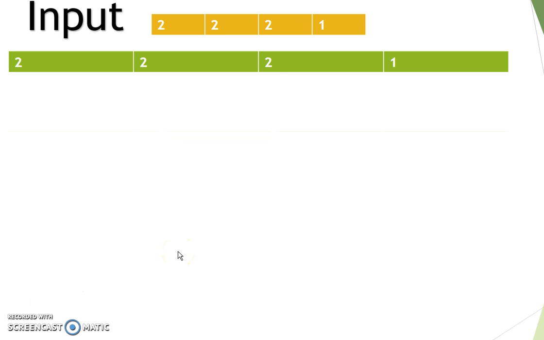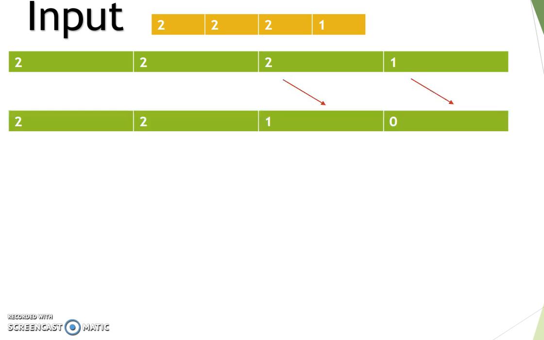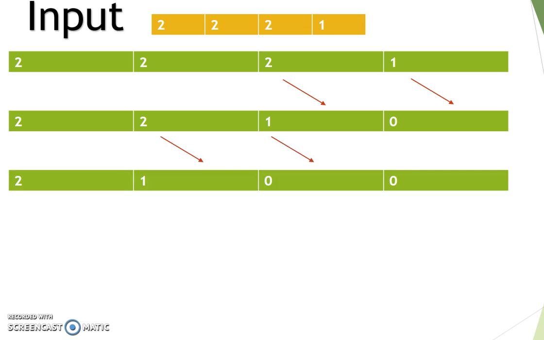Let us begin with one more input set. Here the input set is 2, 2, 2, 1. Following the earlier ideology, let's try to make the fourth element 0. If we decrement both the third and fourth elements by 1 each, we get 1, 0. Now the fourth element is 0, we are not interested in it. Let's try to make the third element 0. If we decrement it by 1, then 2 will become 1, the second element will become 1 and the third element will become 0. Till here everything is fine.